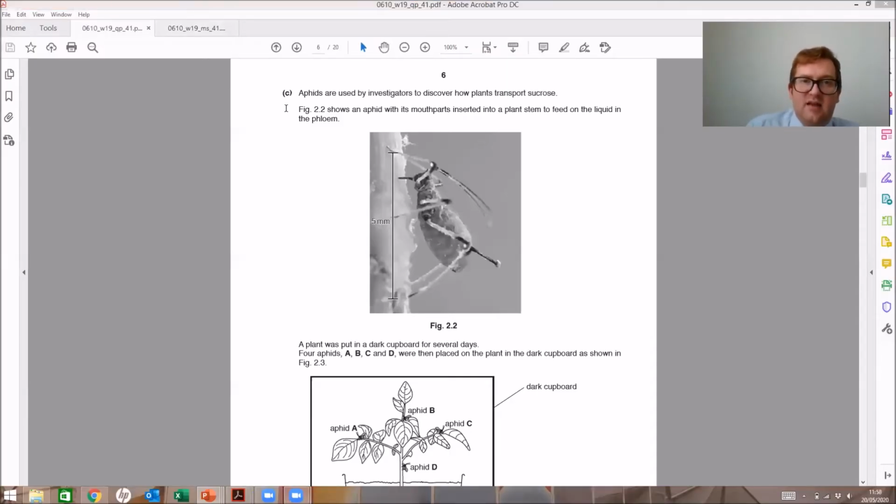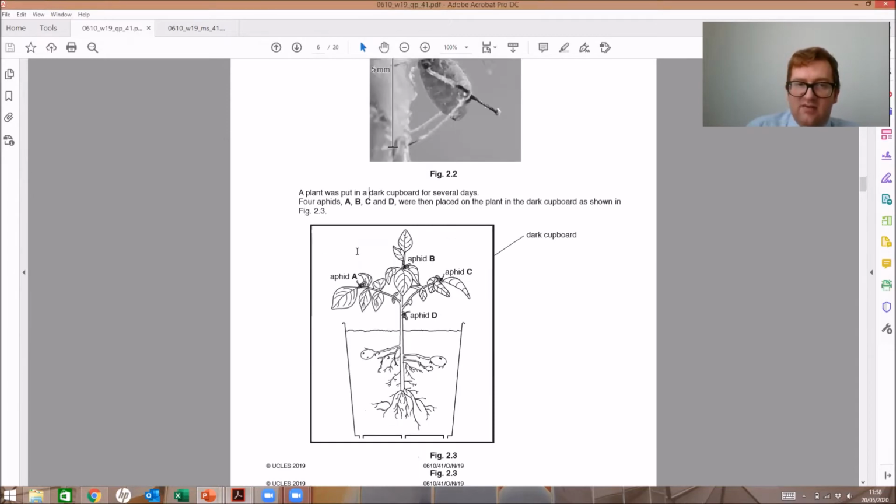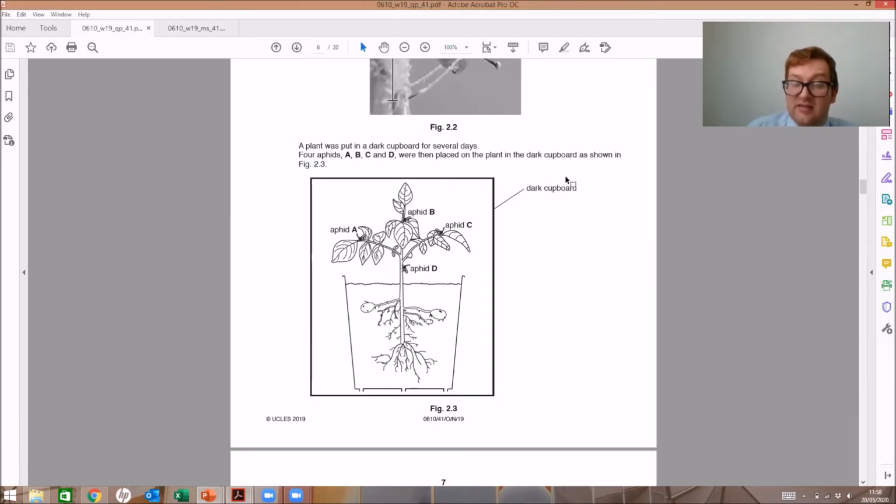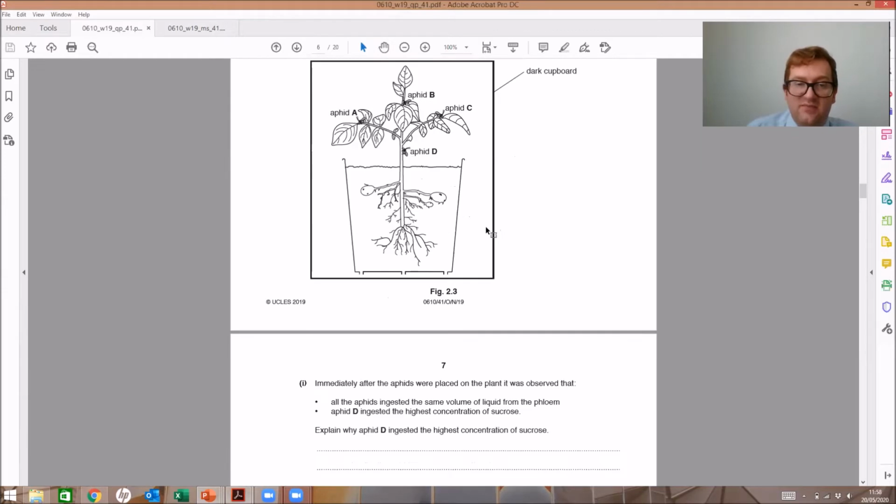Question C. Now, aphids are used by investigators to discover how plants transport sucrose. Here the aphid enters its mouth into the stem to feed off the liquid from the phloem. This experiment was carried out in a dark cupboard with aphids A, B, C, and D. Here's the location of those aphids, and it's in a dark cupboard. This is important for this part of the question.